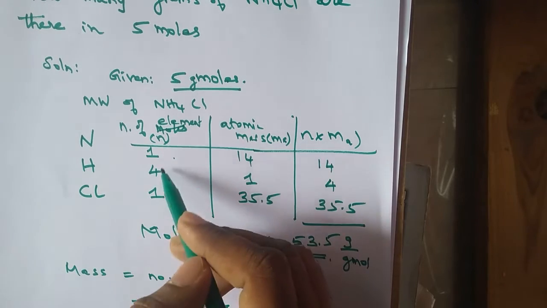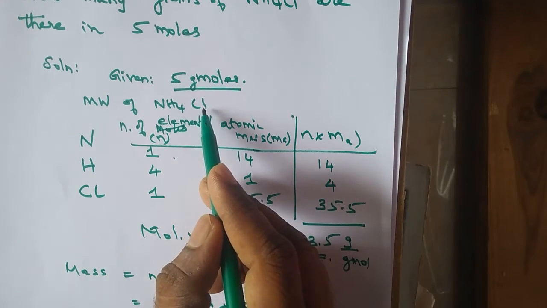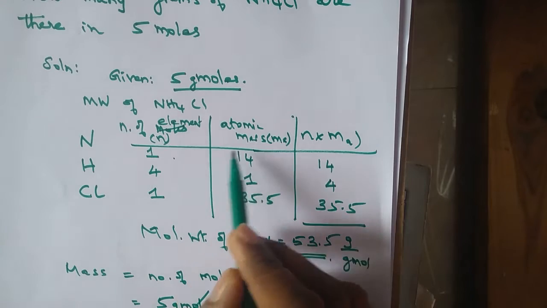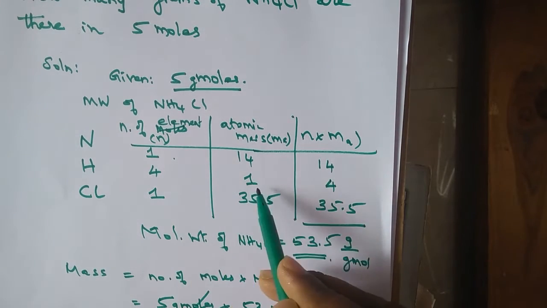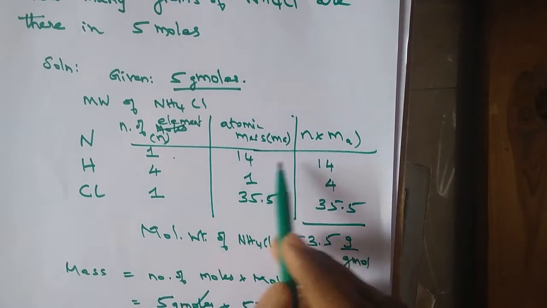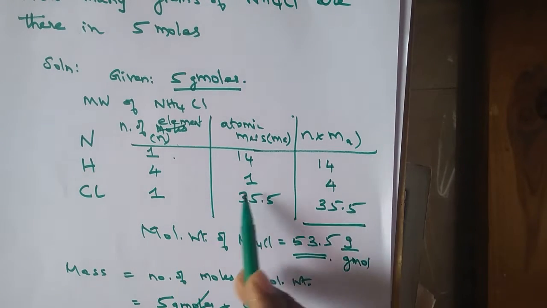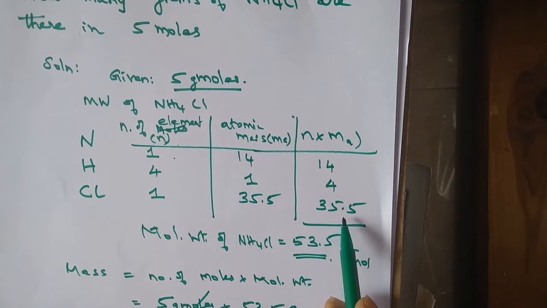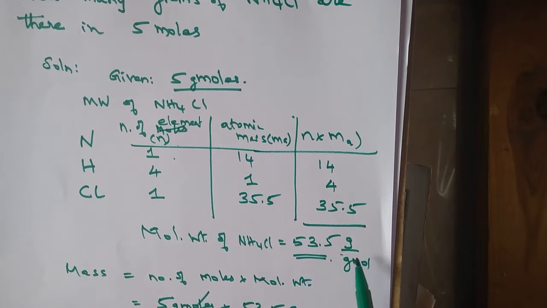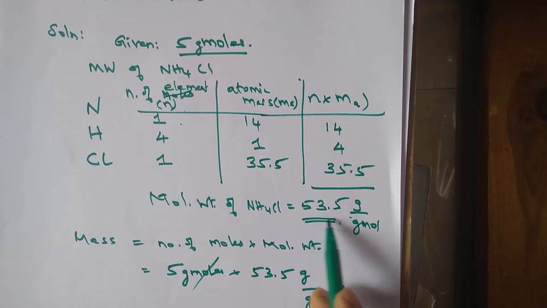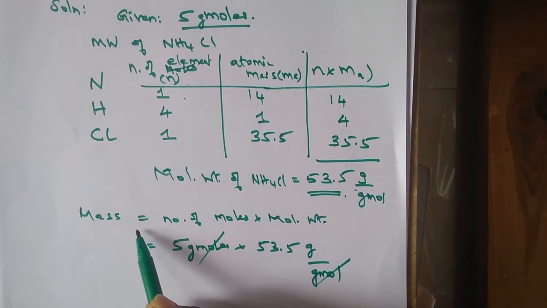Okay. So once we have written this atomic mass, there is 1 chlorine atom. So atomic masses are, for nitrogen it is 14, for hydrogen 1, for chlorine it is 35.5. So when you make the product, 1 into 14, 14, 4 into 1, 4, 1 into 35.5, 35.5. So we have 53.5 as the molecular weight of ammonium chloride in grams per gram mole.